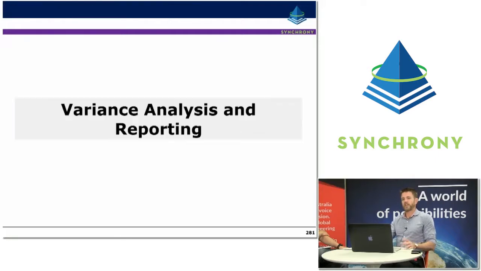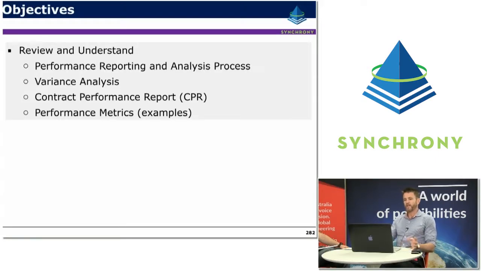So the next section we're moving on to is variance analysis and reporting. And it's really important to understand from this section the actual process that we use for performance reporting and analysis, variance analysis itself, contract performance reports or CPRs, which are a typical type of performance report that's produced by earned value metrics, and some examples of performance metrics.